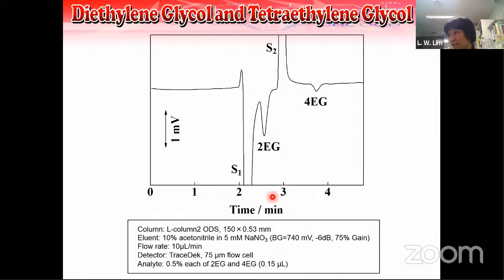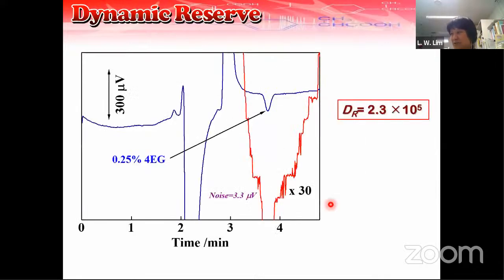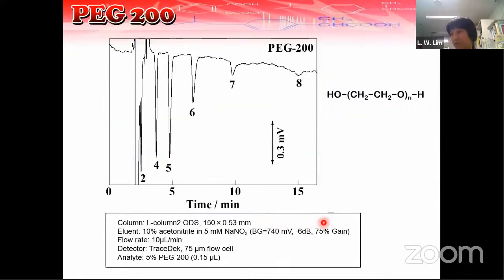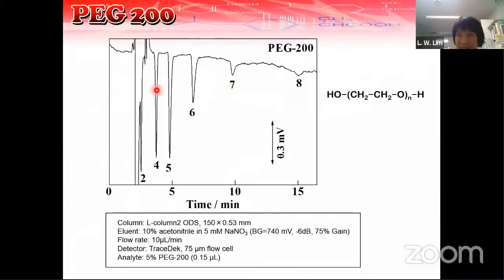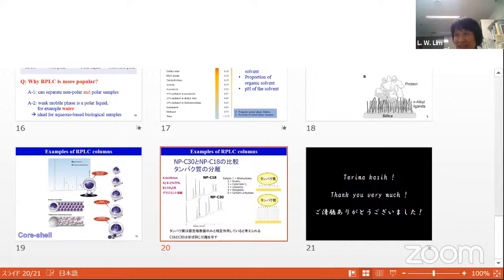So anyway, well, this one maybe is difficult to understand. I will pass. So anyway, for example here, ethylene glycol will have negative peaks because there's no UV, and here we use a high background.